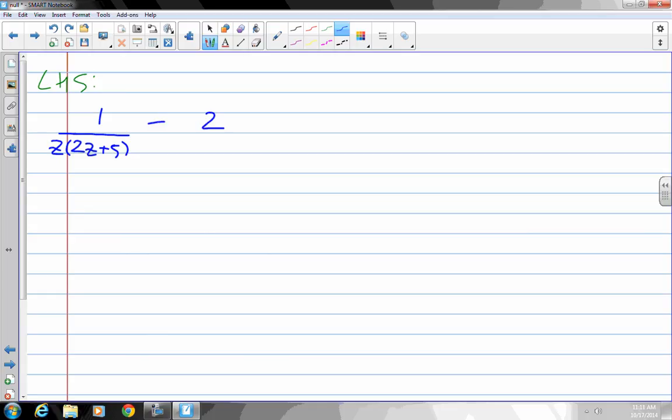How about the second one? Can I factor something in the second one? 5 leaves us with what? 5 minus 2z. And the last one is difference of squares. 2z minus 5, 2z plus 5.